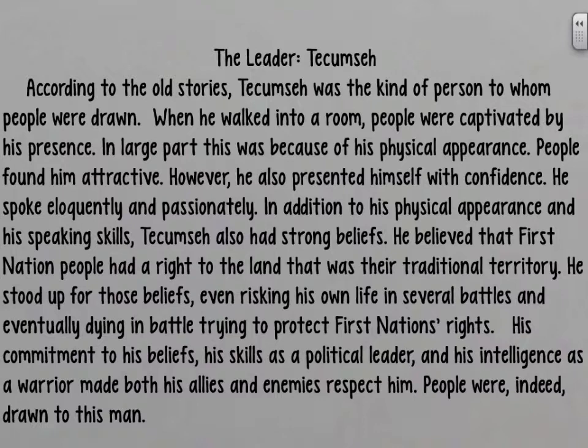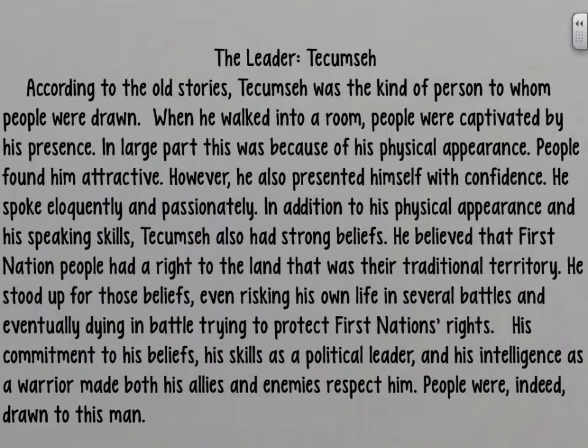The leader, Tecumseh. According to the old stories, Tecumseh was the kind of person to whom people were drawn. When he walked into a room, people were captivated by his presence. In large part, this was because of his physical appearance. People found him attractive. However, he also presented himself with confidence. He spoke eloquently and passionately. In addition to his physical appearance and his speaking skills, Tecumseh also had strong beliefs. He believed that First Nation people had a right to the land that was their traditional territory.